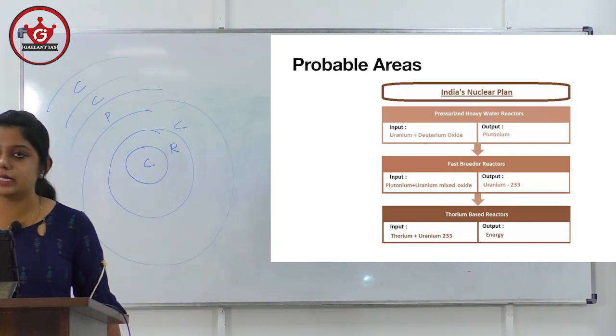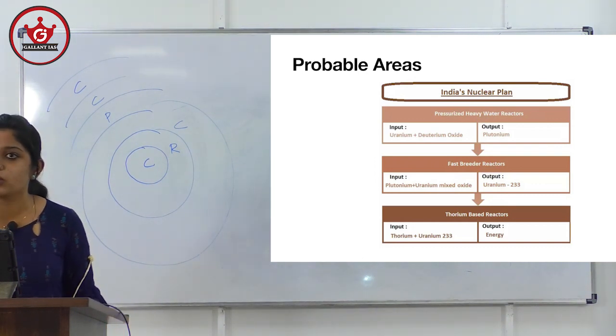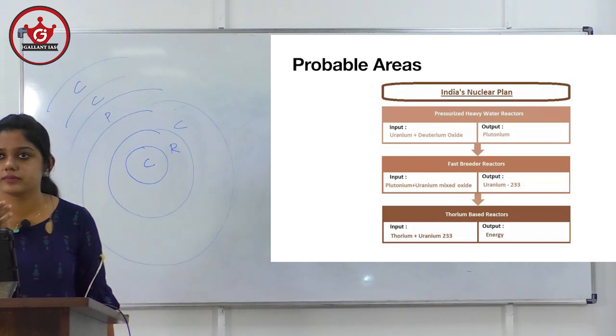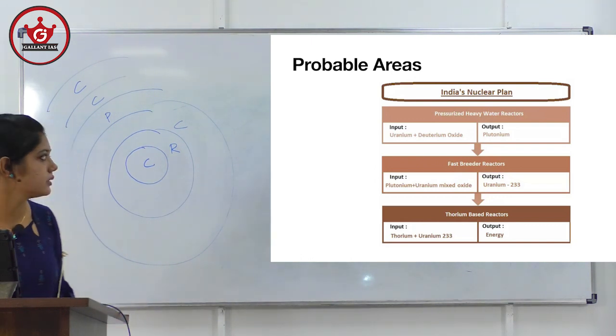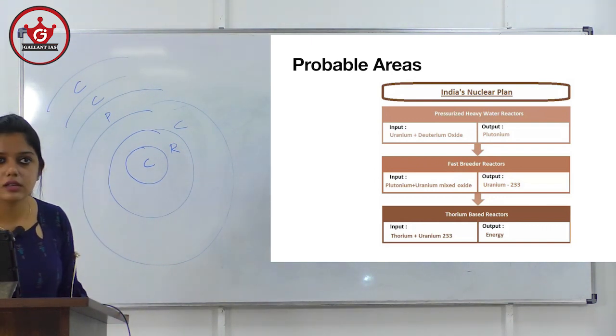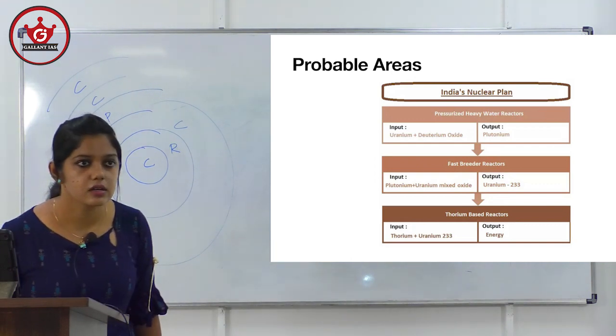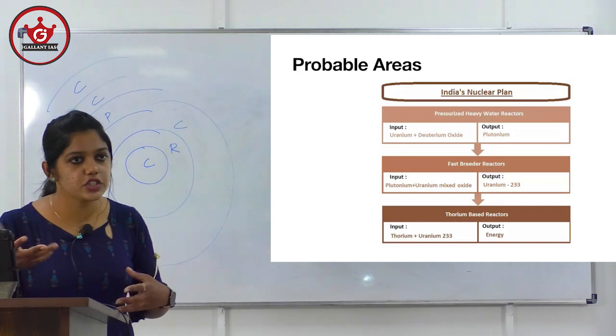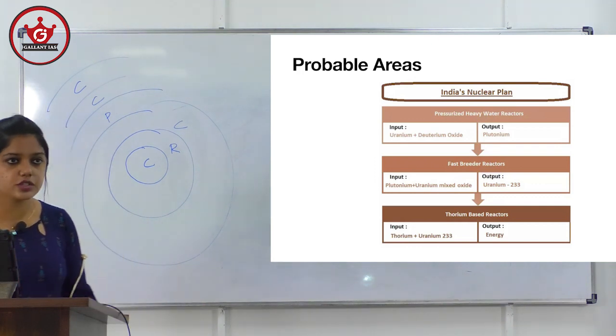And you should know the difference between fission and fusion. What is happening in the sun? Fusion. Very good. Fusion, in order to produce nuclear energy.